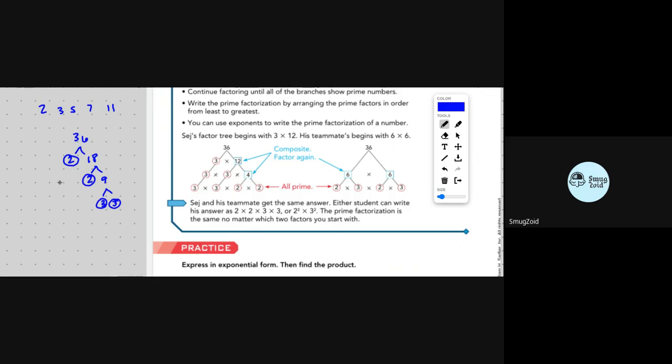And then when you're writing your prime factorization, you have to make sure that you're using only prime numbers. Remember, 1 is not prime. And you're going to write it in exponential form. So if you look, we have 2 is our first prime factor of 36. I have 2, and it's used 2 times, so that's 2 squared. I've got 3, it's used 2 times, so that's 3 squared. And that's how you're going to write your answer.